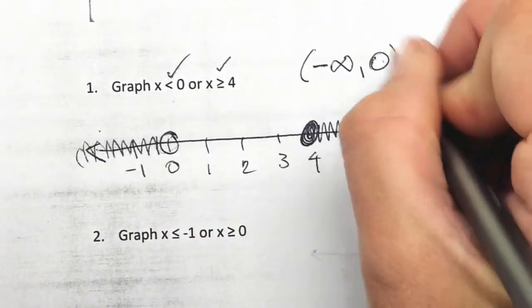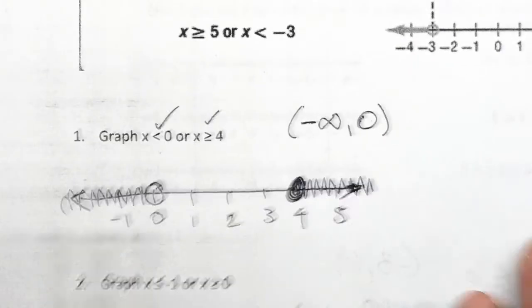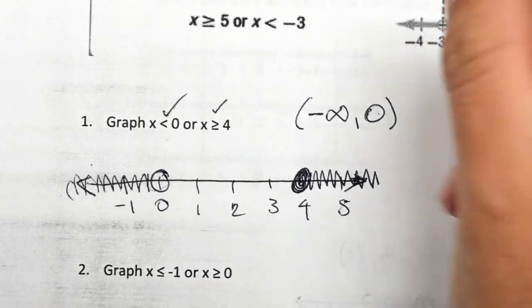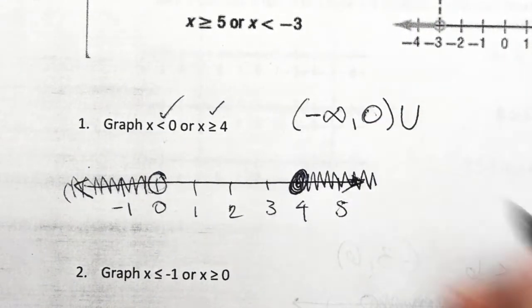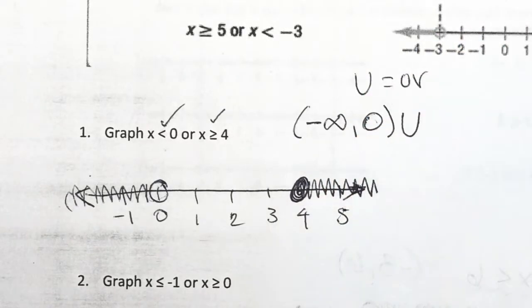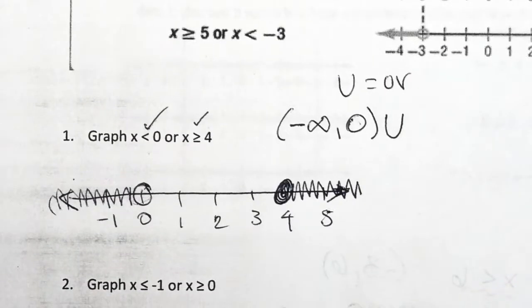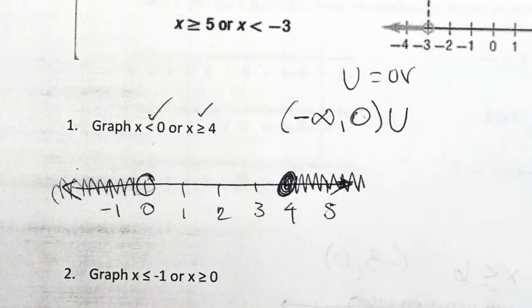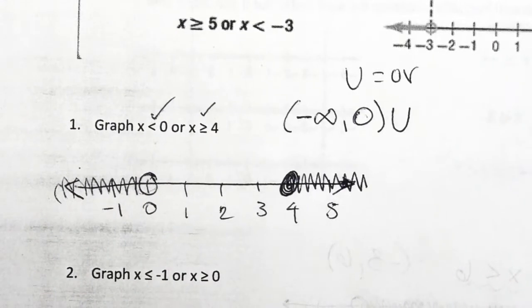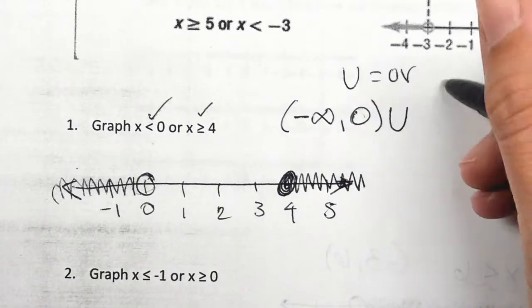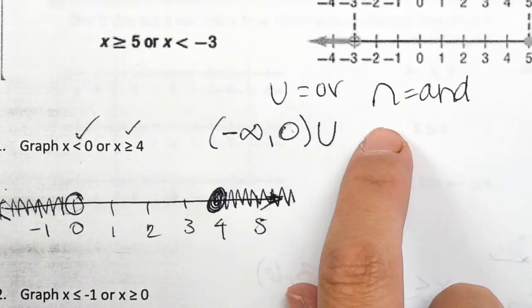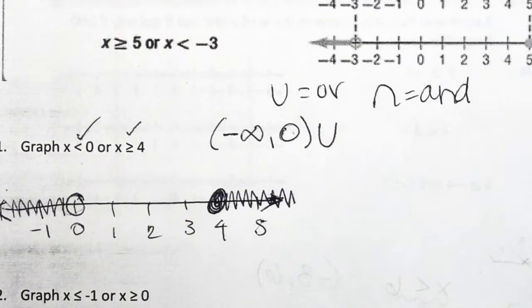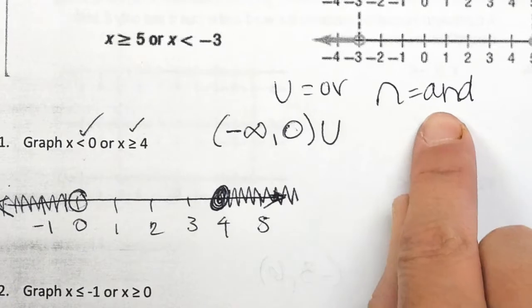Alright, so what you have to put in the middle when it's an or statement like this is a U. What do you use? And the U stands for or. So you can put that over here. U stands for or. Because in interval notation you don't use words. You use symbols, like math. This one means and, which we'll get to next chapter. And you can write that down. So this means or, this means and, we'll use this one next chapter.